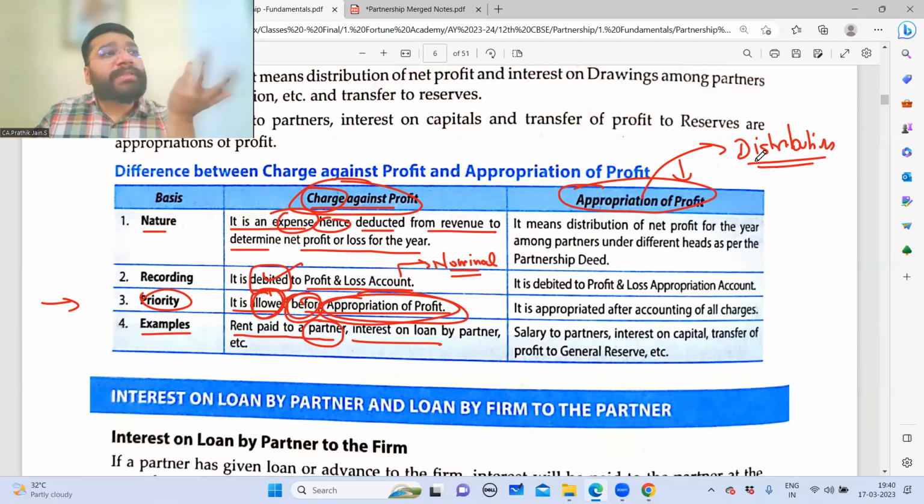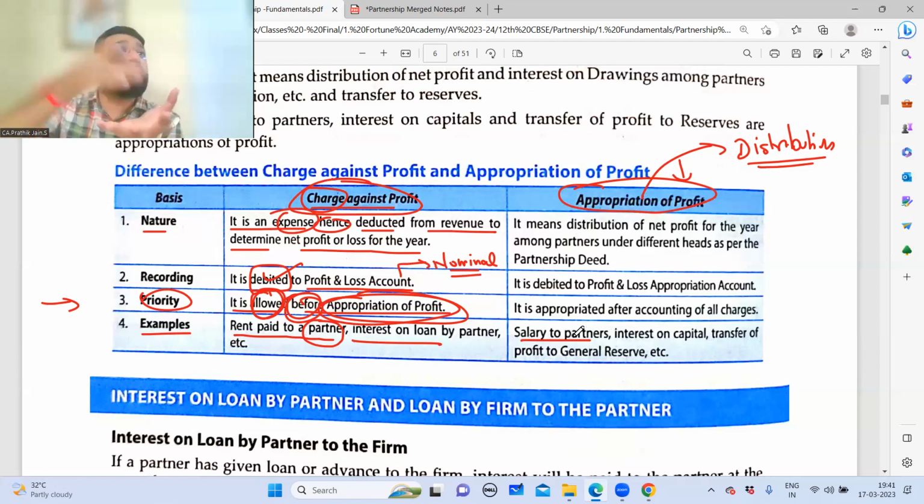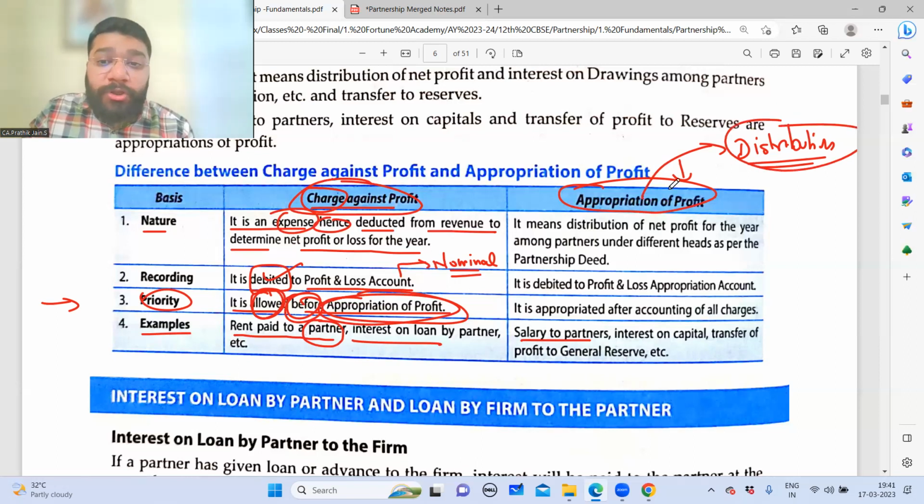Can I distribute something which I don't have in my hand? So I will give salary to the partner only if there is profit available. No profit, no salary. So salary to the partner is to be treated as appropriation of profit. Appropriation means what? Distribution. Whatever you have available with you in hand, that only you can distribute. So distribution of what? Distribution of profit.